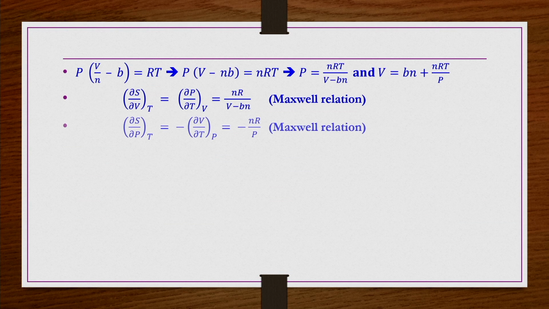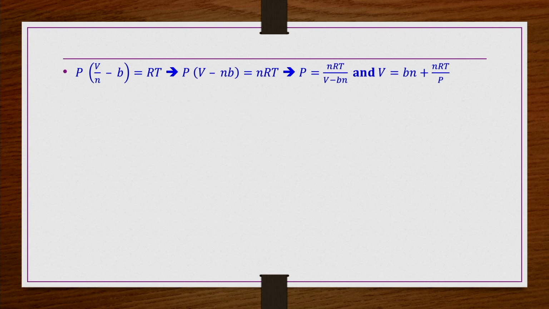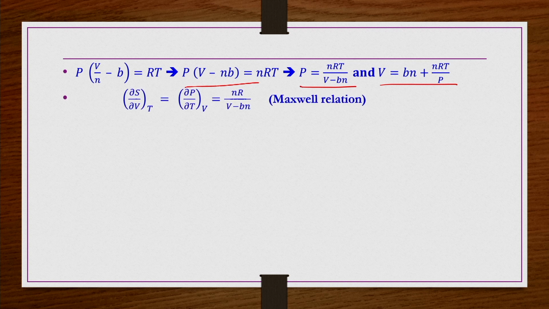The equation given is P multiplied by (V/n minus B) is equal to RT. If you rearrange this equation, you can write P is equal to nRT by (V minus Bn), and the same equation you can write as V is equal to Bn plus nRT by P. We are writing this because we need to find dou S by dou V at constant T. From the Maxwell relation, dou S by dou V at constant T is nothing but dou P by dou T at constant V.